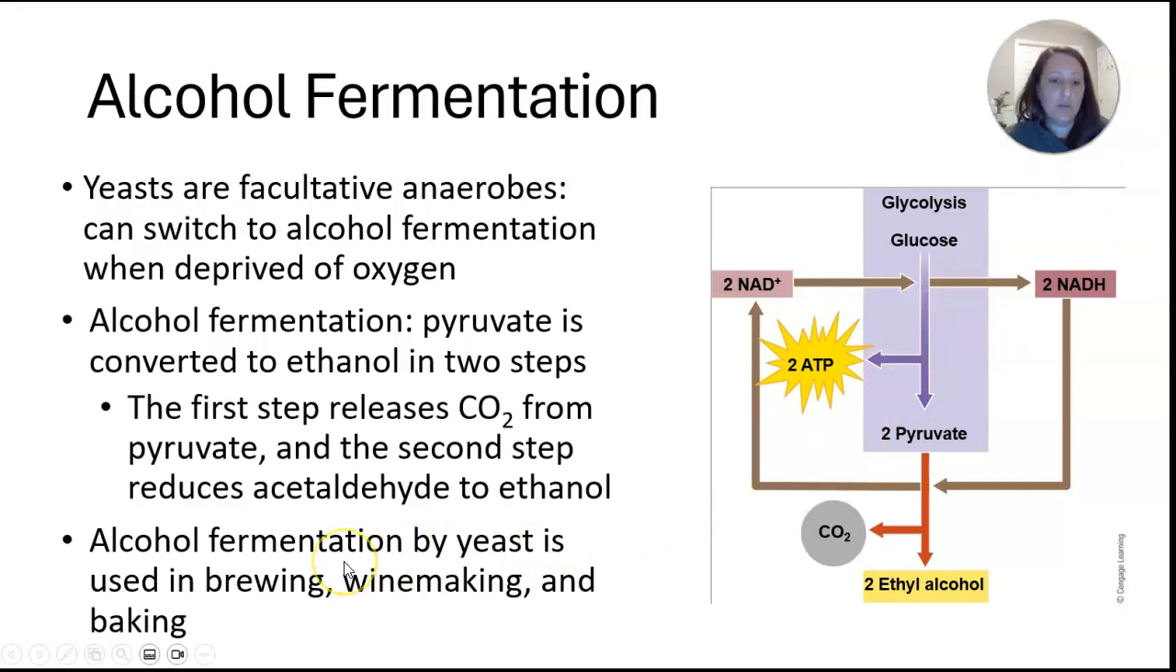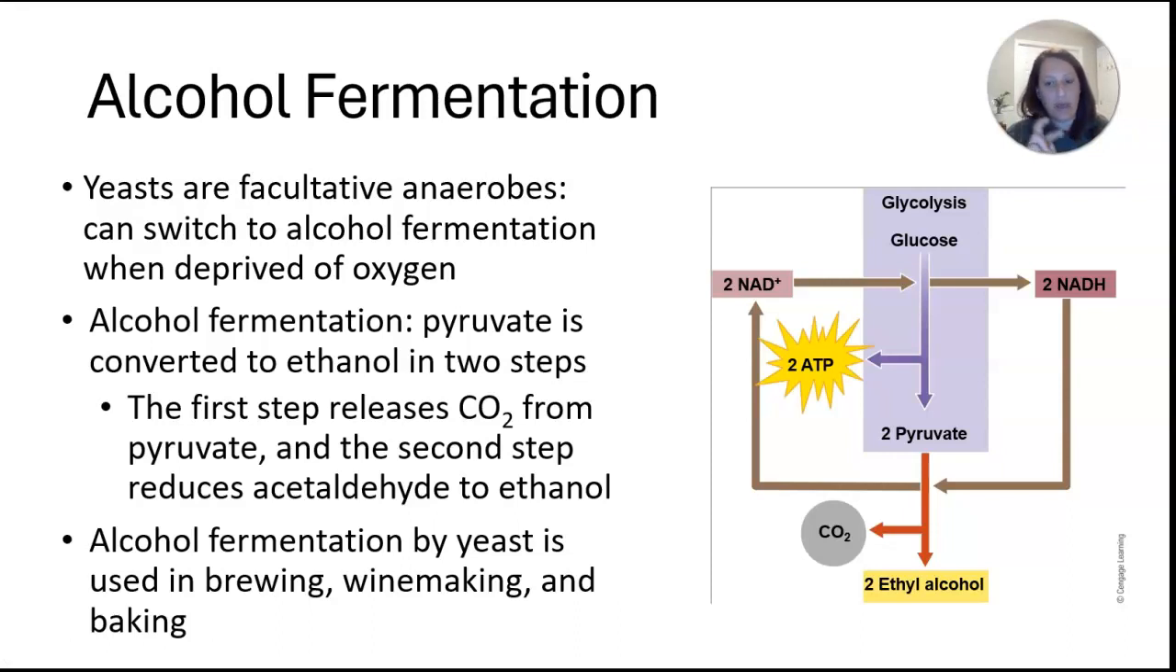We use organisms that do alcohol fermentation to benefit humans, just like we saw with lactic acid or lactate fermentation. We use organisms to help us make cheese and dairy products. Alcohol fermenters are going to be used for things like brewing and baking, wine making. Usually it's yeast, some strain of yeast that's used here. Okay, so we have two types of fermentation. We've got lactate fermentation and we've got alcohol fermentation.